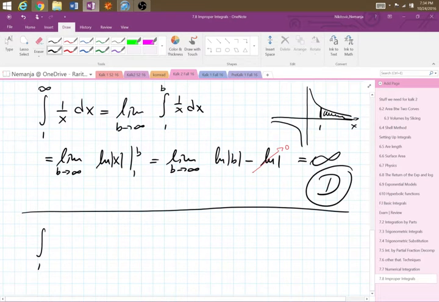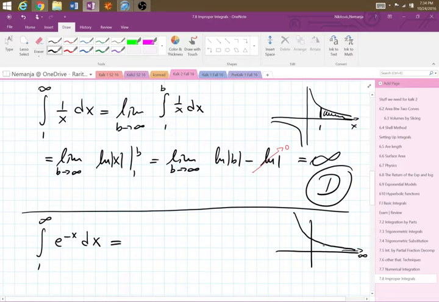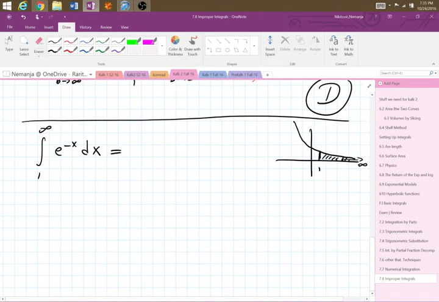Integral from 1 to infinity of e to the minus x dx. Look at this one. Area leaks this way, we're going to infinity, starting at 1. Convergent, divergent, what do you think? All right, do it.